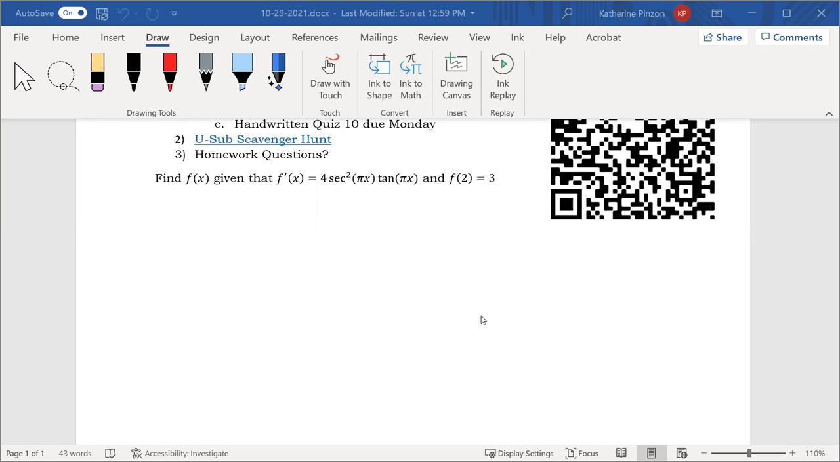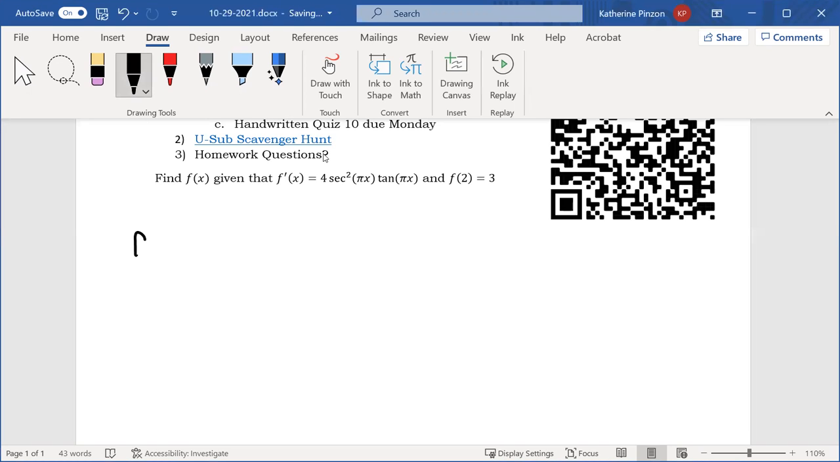What is this piece of information, f of 2 equals 3, going to do for me? Help find the c, right? When I take the antiderivative, I get a family of functions with that plus c in it. If I want to know what c is, they need to give me more information. So I'm going to take the antiderivative of this guy, and then I'm going to use the information at the end to find c. F of x is the antiderivative of this thing.